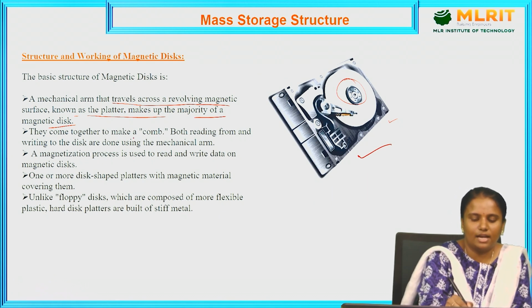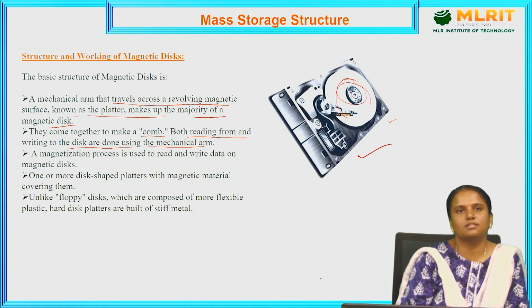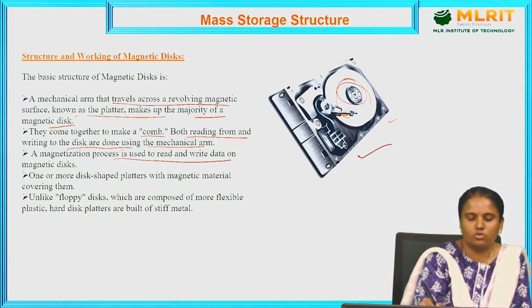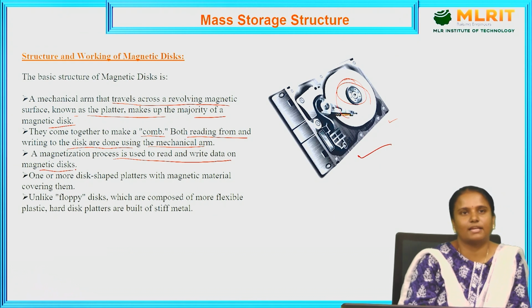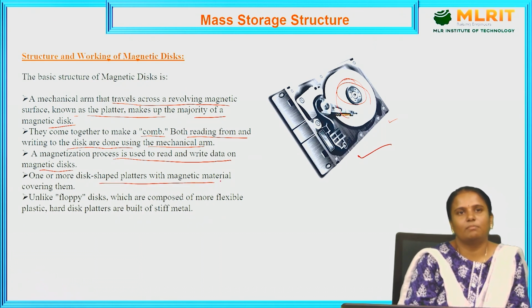They come together like a comb, and both reading from and writing to the disk are done using the mechanical arm. A magnetization process is used to read and write the data on the magnetic disk. It consists of one or more disc-shaped platters covered with magnetic material.